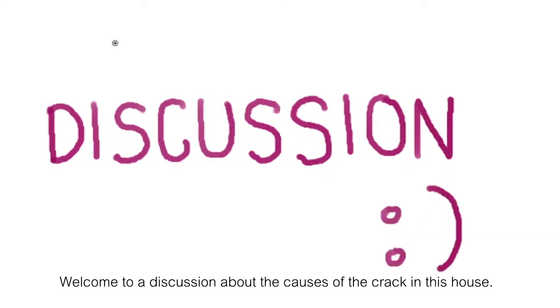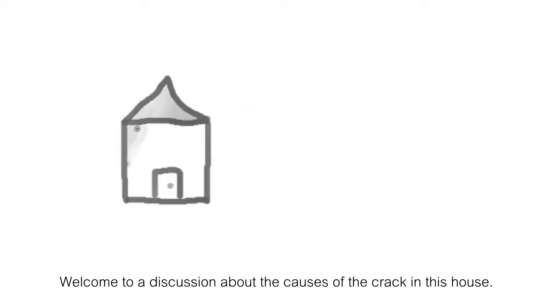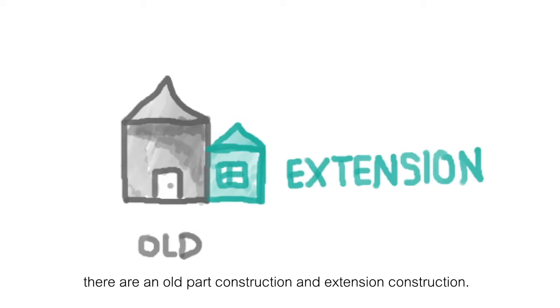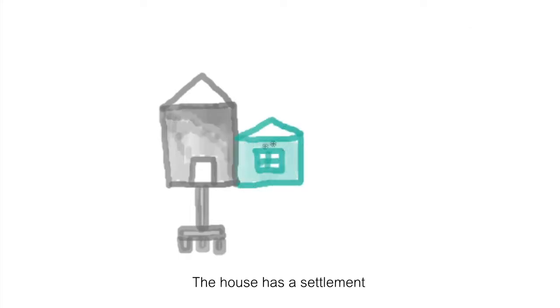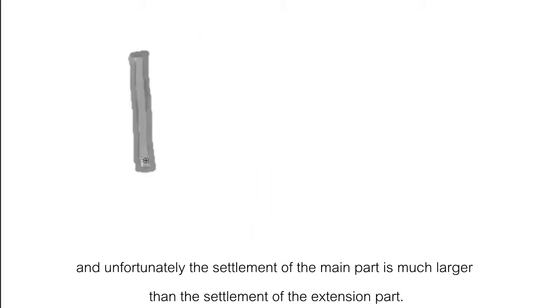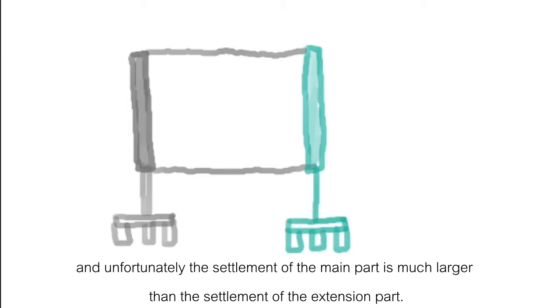Welcome to a discussion about the cause of the cracks in this house. The background history of this house shows that there are an old part construction and an extension construction. The house has a settlement. And unfortunately, the settlement of the main part is much larger than the settlement of the extension part.